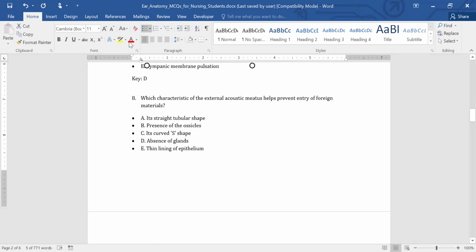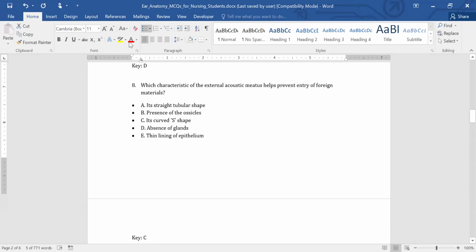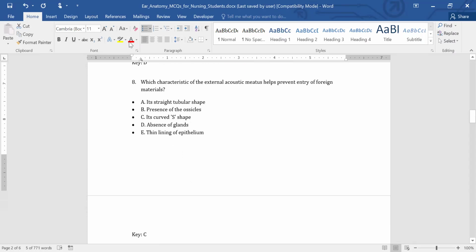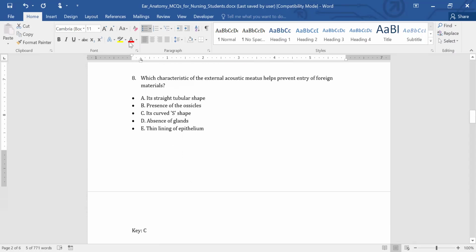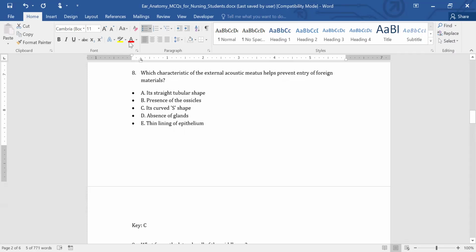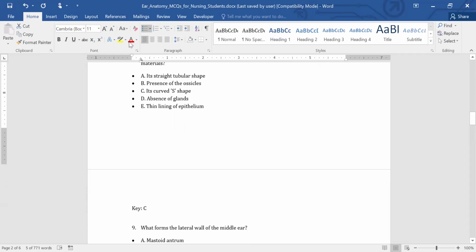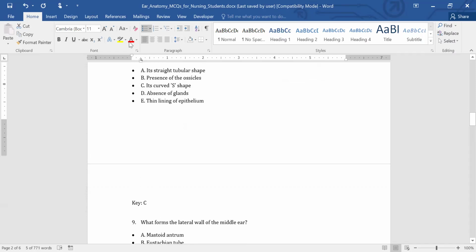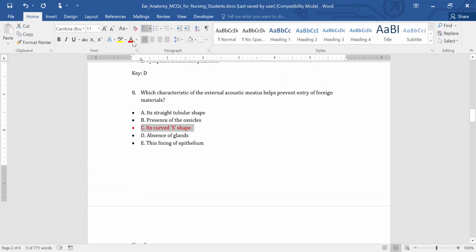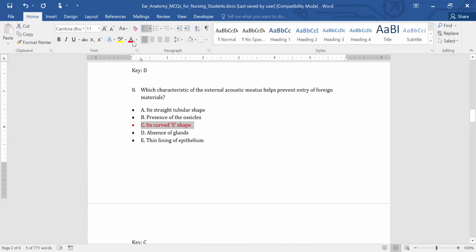Which characteristic of the external acoustic meatus helps prevent entry of foreign materials? Its straight tubular shape, presence of ossicles, its curved S shape, absence of glands, thin lining of epithelium. So its S-curve shape protects it from entry of foreign material.